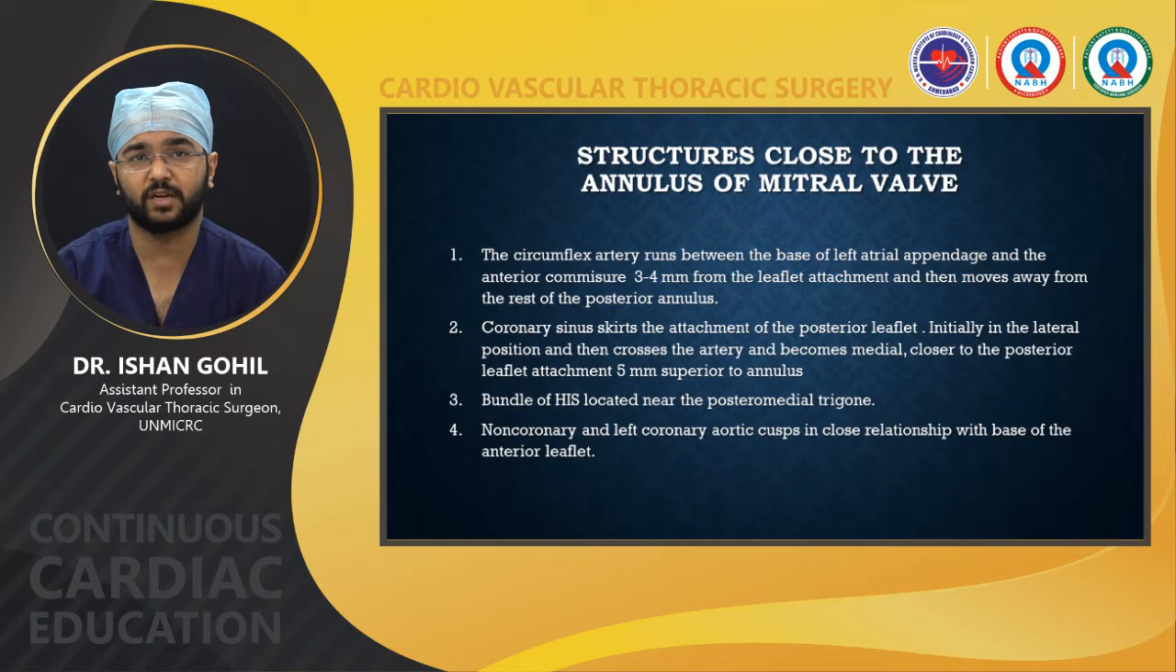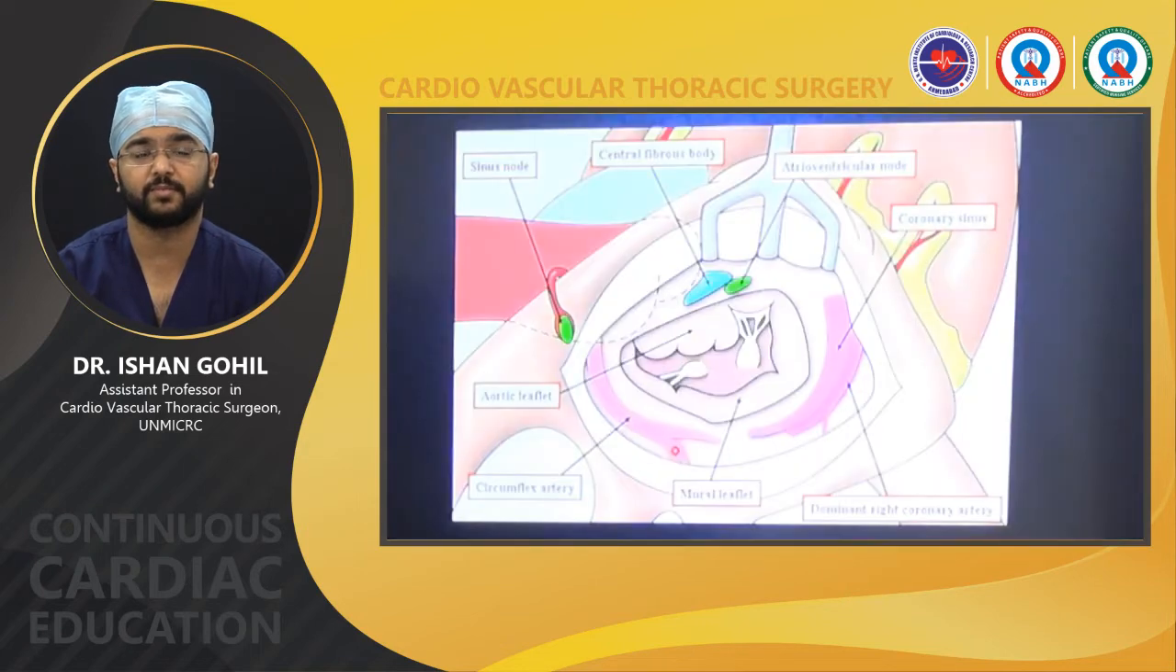So which structures are close to the annulus of the mitral valve? Rather than reading it out, we will see the pictures and it is more explainable. The structures are firstly the circumflex artery, the coronary sinus, the bundle of His, and the NCC and LCC of the aortic cusp.